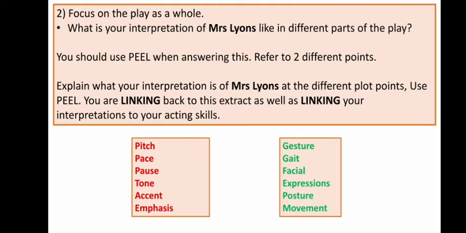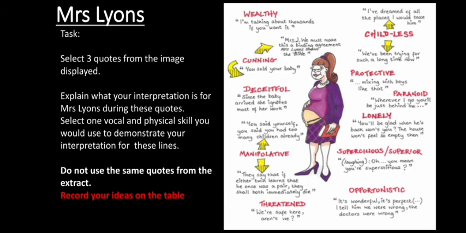You must refer to at least 2 different points from the play. You must explain what your interpretation is of Mrs. Lyons at different plot points. Use PEEL. You are linking back to this extract as well as linking your interpretations to your acting skills. A reminder that you must mention as many vocal and physical skills as you can to fully explore the character. Use this image to get you started on thinking about your exploration of Mrs. Lyons in the whole play.